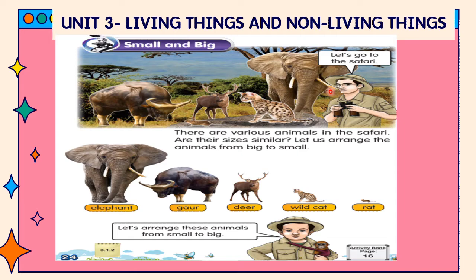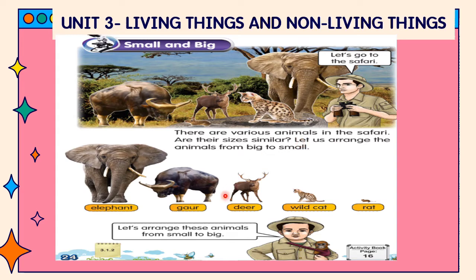So when he goes to the safari, there are various animals in the safari. When you see the picture, there are a lot of animals, isn't it? Are their sizes similar? Adakah size mereka sama? Ada yang kecil, ada yang besar, betul atau tidak? So let us arrange the animals from big to small. Mari kita susun haiwan-haiwan ini daripada besar hingga ke kecil.